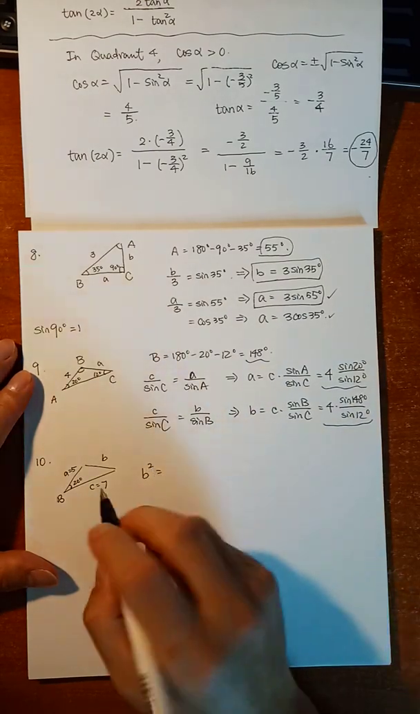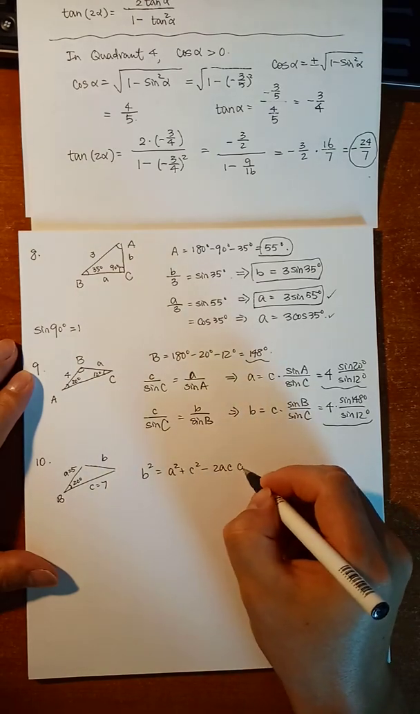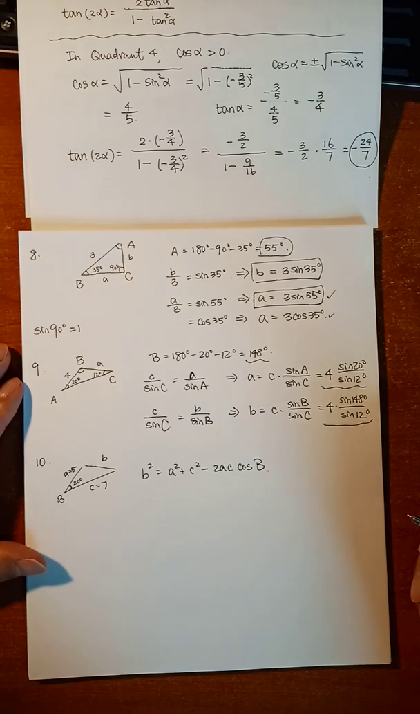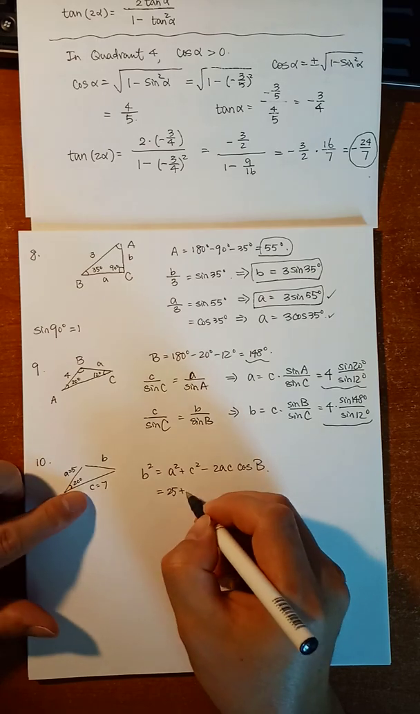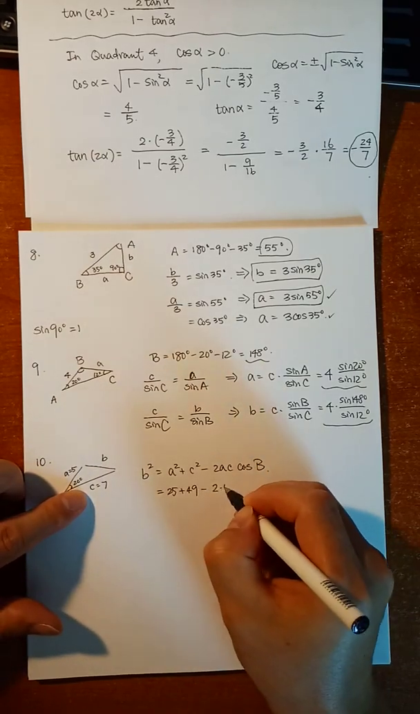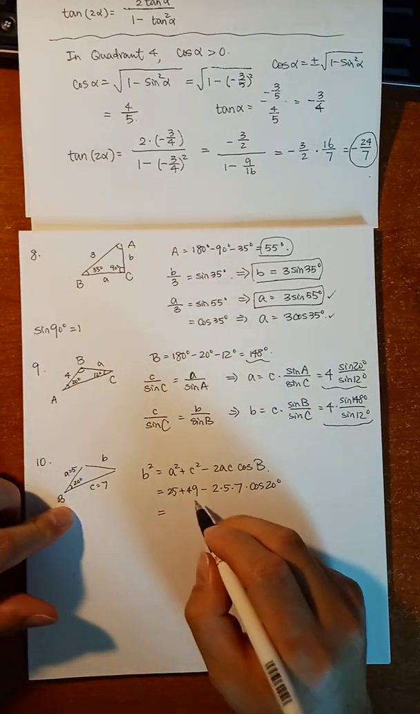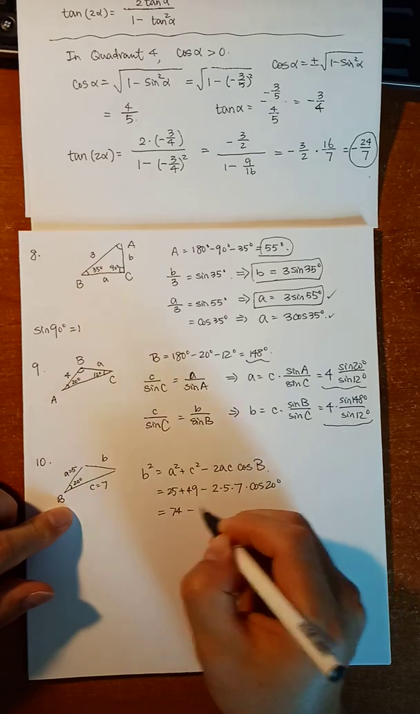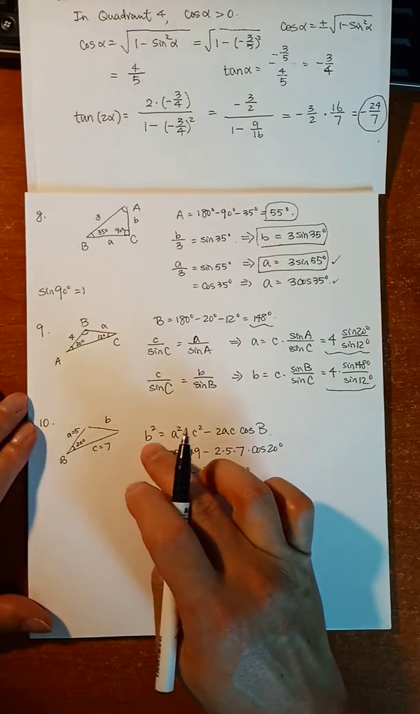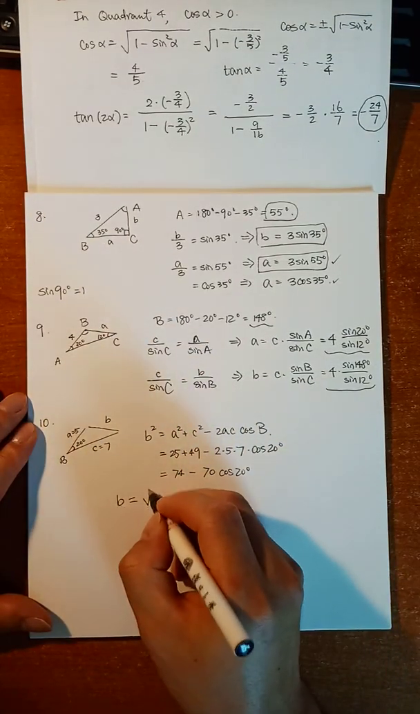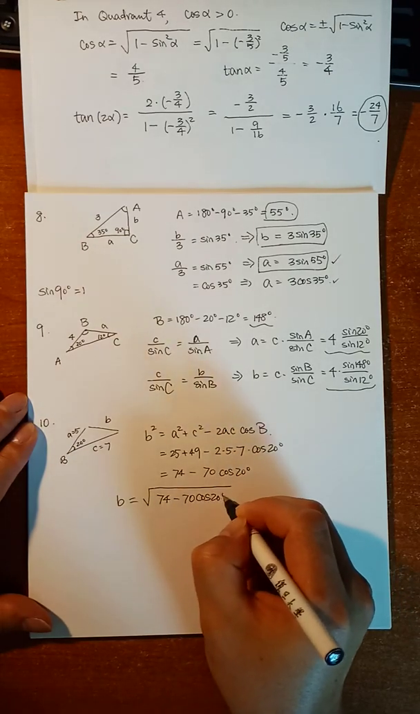The law of cosine is B squared is equal to A squared plus C squared minus 2AC cosine B. So B squared is equal to A squared, which is 25, plus C squared, 49, minus 2 times 5 times 7 times cosine 20 degrees. It's 74 minus 70 cosine 20 degrees. And B represents a side, so B is always positive. B is equal to the square root of 74 minus 70 cosine 20 degrees. And that's it.